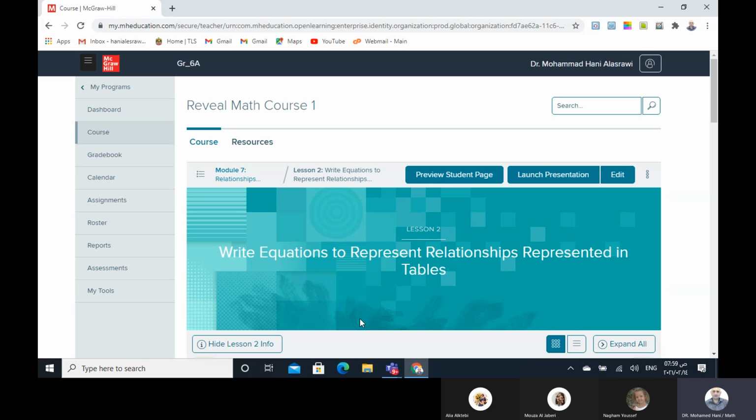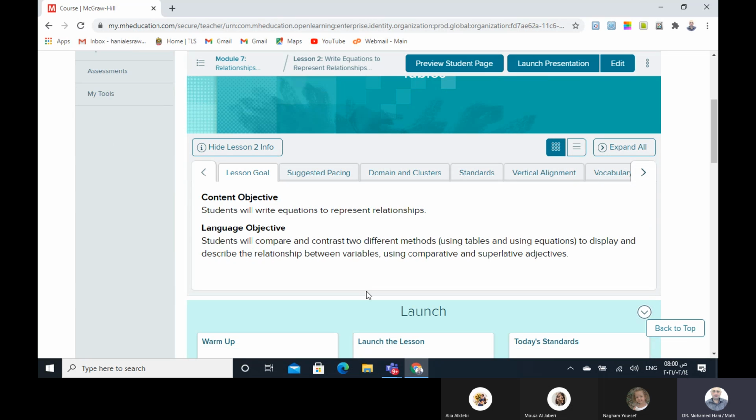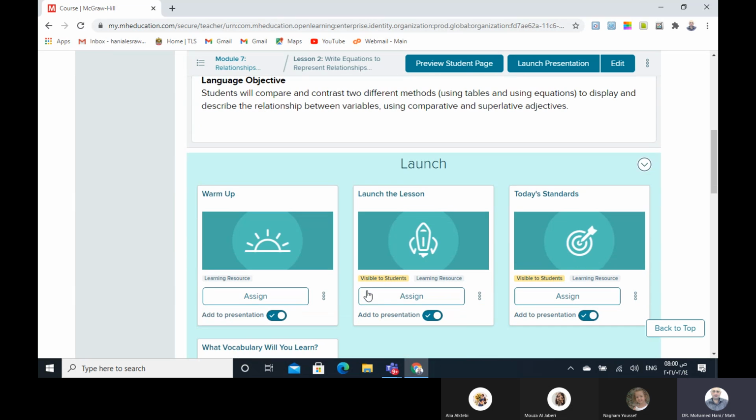Math grade 6. We are in module 7. Today we have the second lesson: write equations to represent relationships represented in tables. In this lesson, we want to learn how to write equations to represent relationships. I want all of you to prepare your notebook, please.